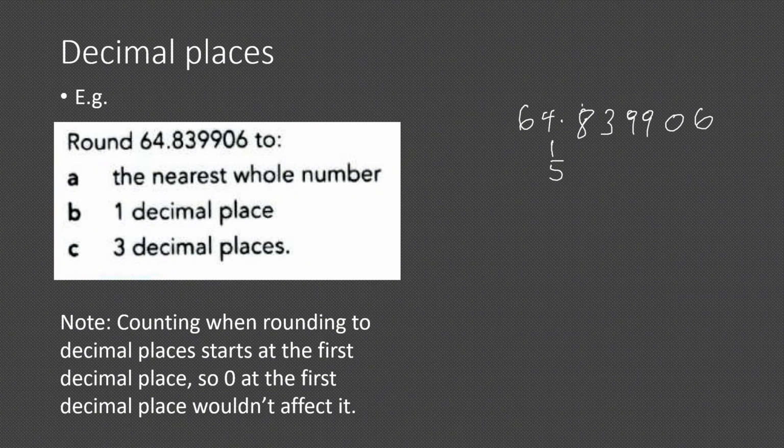The number before 4 will remain, which will be 6. And then the other numbers will turn to 0. So 0, 0, 0, 0, 0. And so what we'll have here is 65.